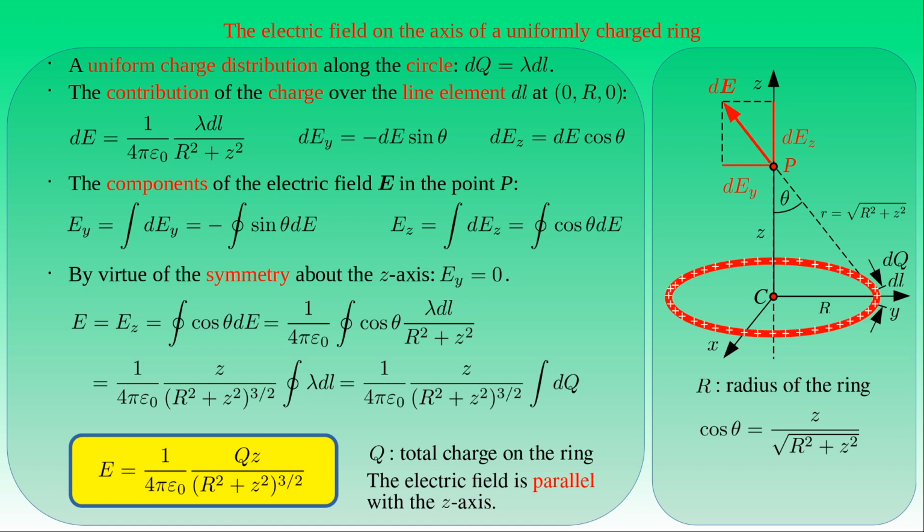This formula also shows that the magnitude of the field is inversely proportional to the square of the distance from the ring, if the distance z is much greater than the radius capital R of the ring. Roughly speaking, the electric field created by a charged ring along its axis looks like the one of a point charge with the same total charge at distances far from the ring.